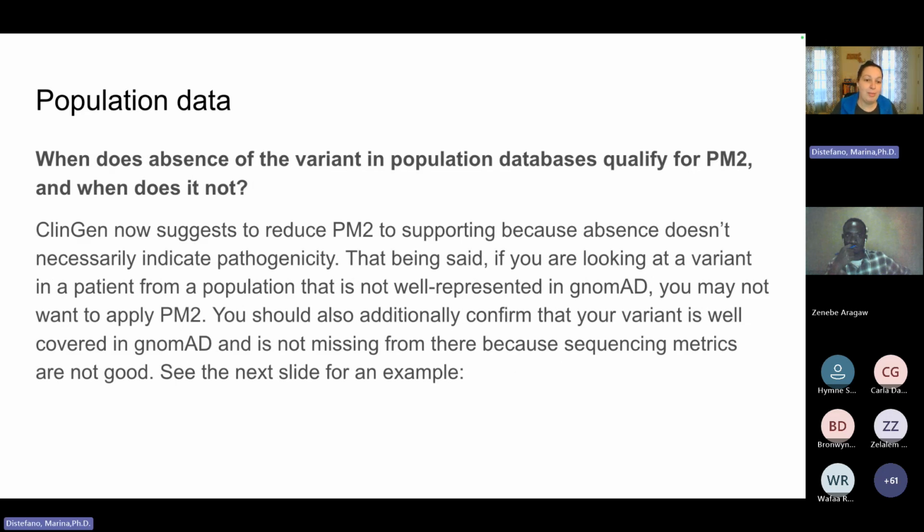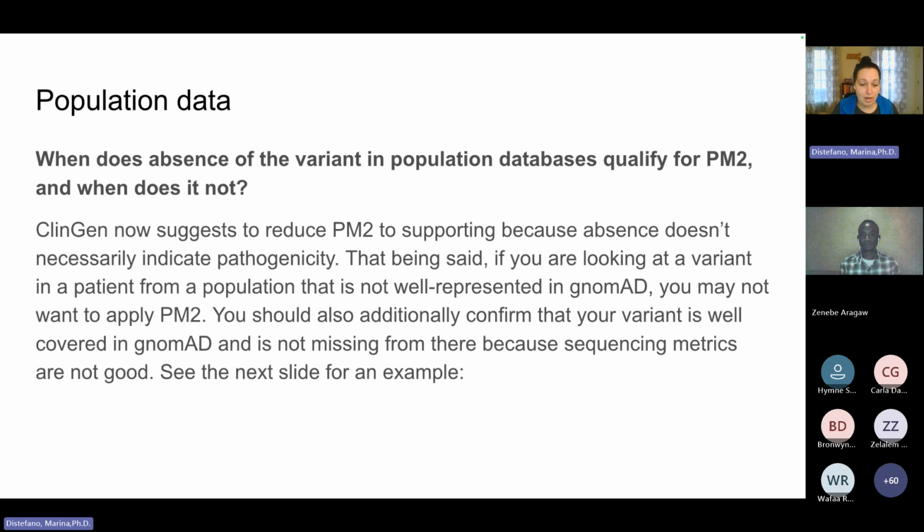Okay, so another question for population data. When does absence of the variant in population databases qualify for PM2, and when does it not? We were just talking about this: just because a variant is absent from a database does not mean it is pathogenic. It might just mean that your variant is present in a population that's not well represented in a biobank. We will say that at least if a variant appears to be rare in population databases, it is not too frequent to cause disease. So that's maybe a bit of a gating factor, that you should always check the frequency of a variant.